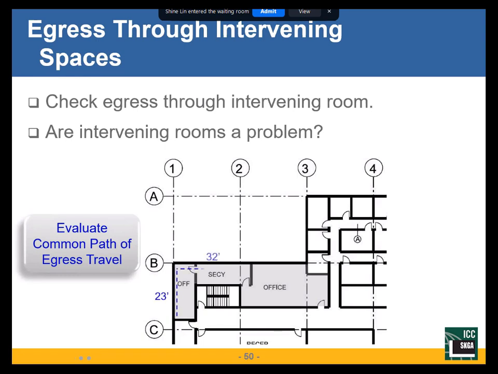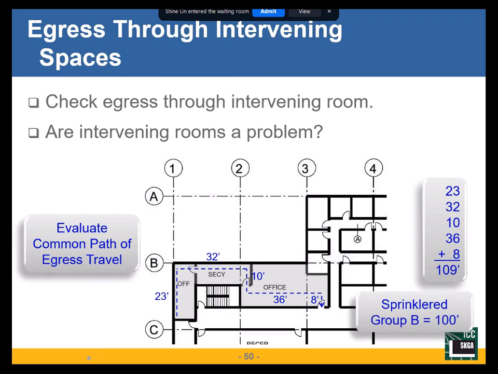So when I look at that, there's my table. Oh, I've got 109 feet. I go back and look at table 1006.2.1, and it says if it's a sprinklered group B occupancy, I have 100 feet. Well, 109, that's just plus or minus 10%. Isn't that okay? No, it's 100 feet.